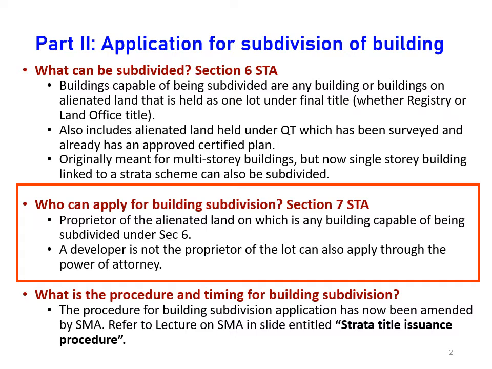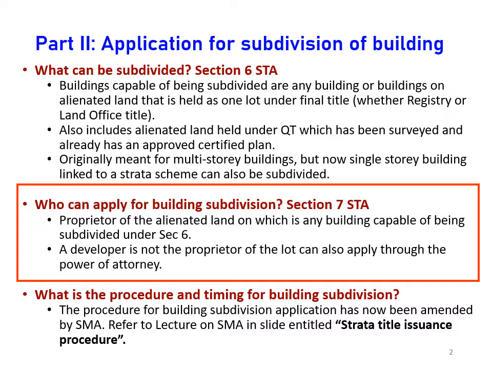So the proprietor must make the application for subdivision. Otherwise, the second part says, developer who is not the proprietor of the lot can also apply, but they must use power of attorney. So this is a special document that transfers the right of the proprietor to the developer. So that means the developer is in effect the owner or the proprietor, but not on paper, but through the power of attorney document, they hold the rights of the developer to submit an application for subdivision.